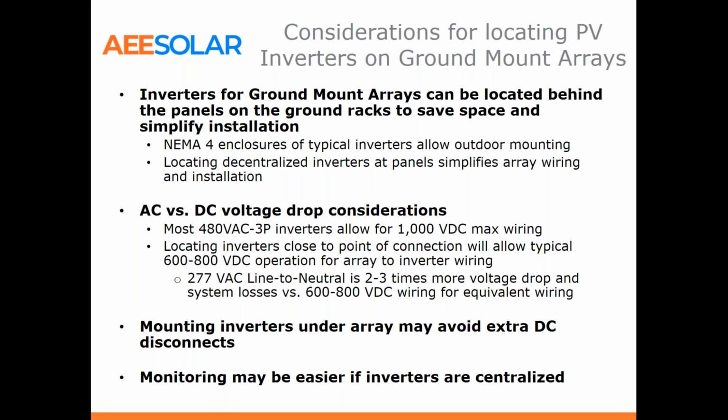We do want to concern ourselves with voltage drop a little bit. Almost all three-phase 480 volt inverters now allow for 1,000 volt max wiring. The new Peak 3s are 1500 volts. You might have to put some fencing or mitigation there to make sure that your jurisdiction is okay with that. So if we do locate our inverters close to the point of connection in an inverter bank, we can get very small wiring, much lower wiring costs from the array to the inverter bank, and it also makes for easier servicing and monitoring if you do that with all the inverters in a single bank.